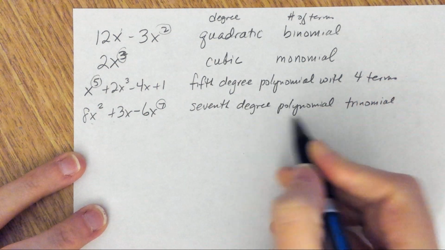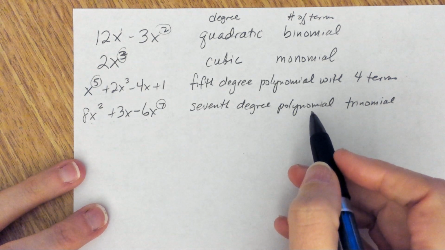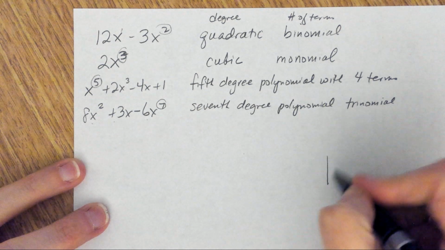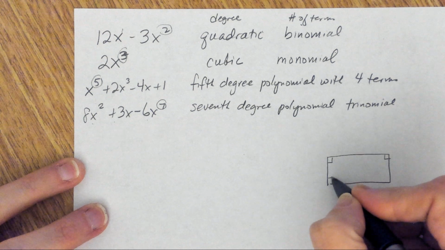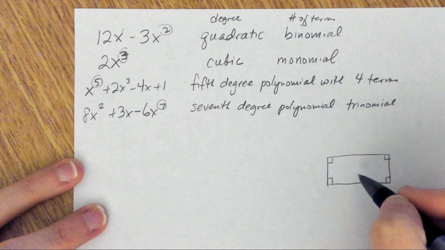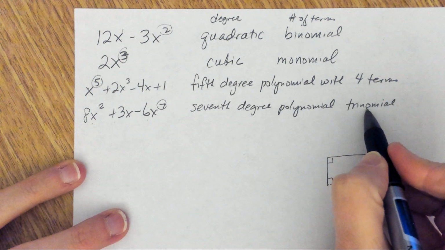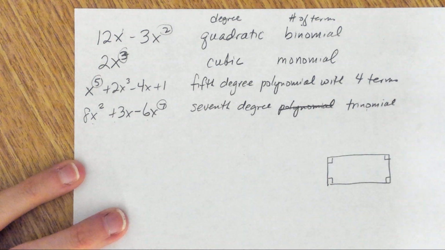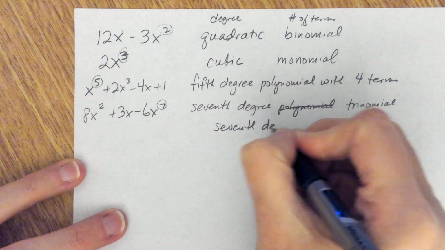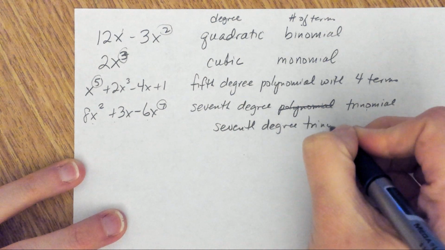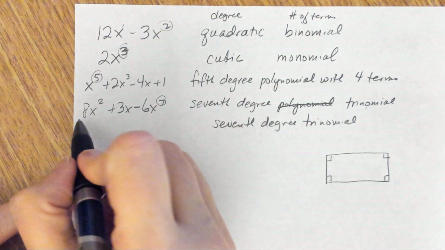Now, polynomial is a general term. That's like calling something a quadrilateral when it's got a special name already. So like this thing right here, okay? This is a rectangle, okay? That'd be like me calling this a quadrilateral rectangle. It's just a rectangle. So whenever it's already got a special name based on number of terms, we don't call it polynomial. So this is actually a 7th degree trinomial. That make sense?